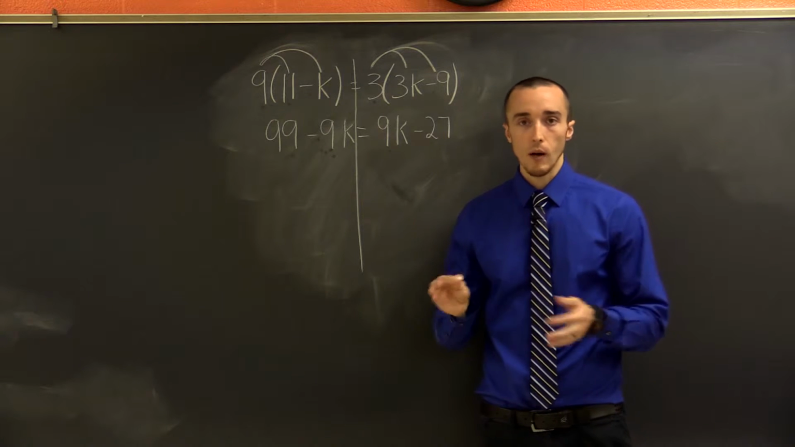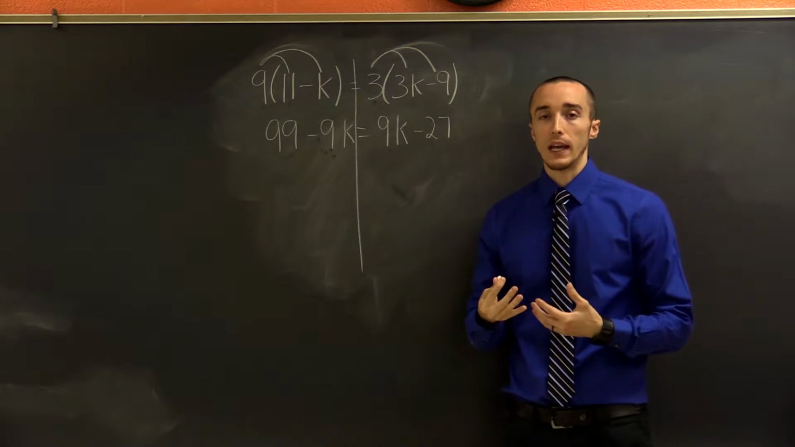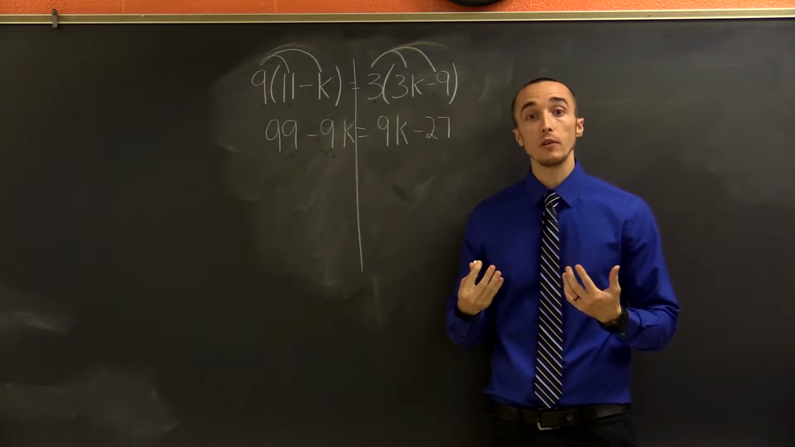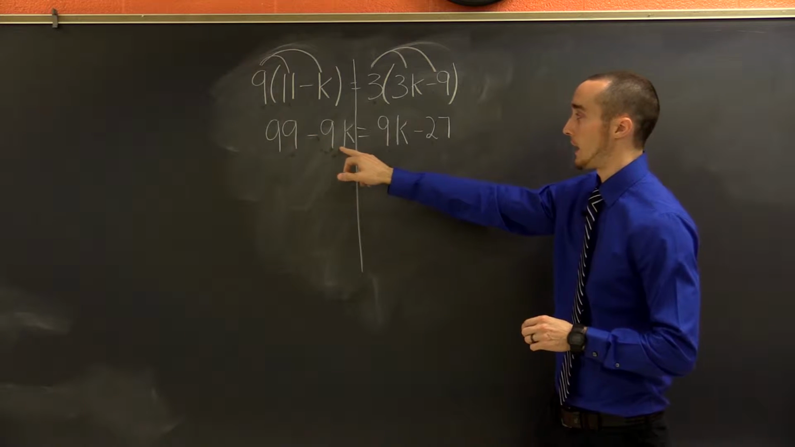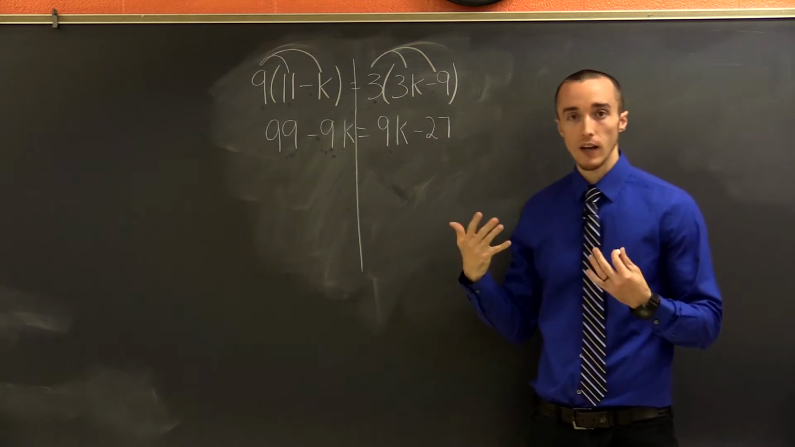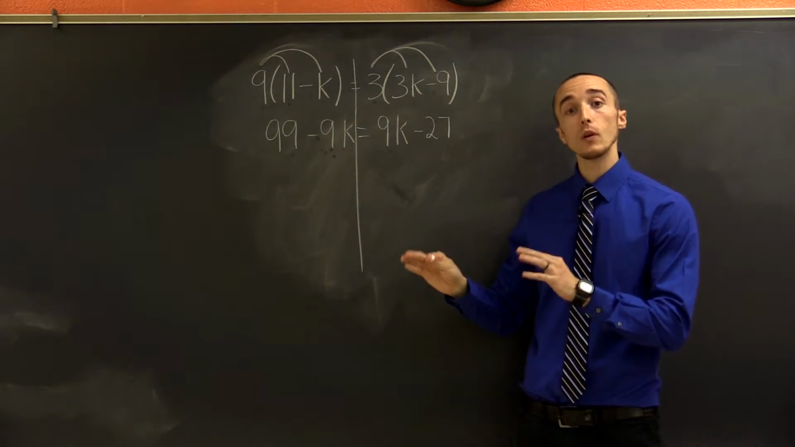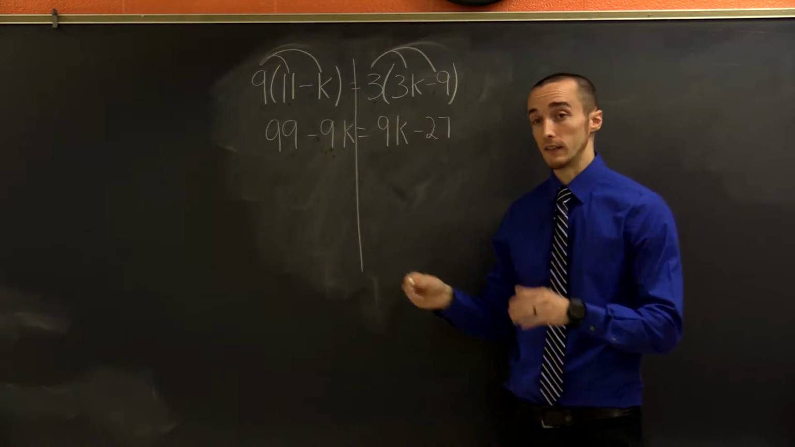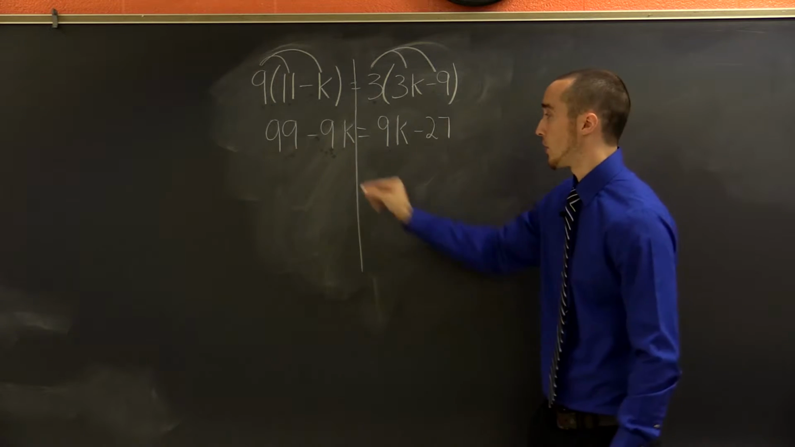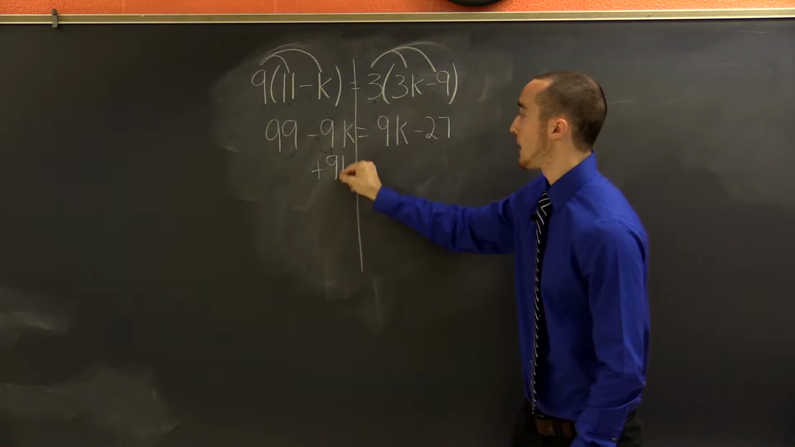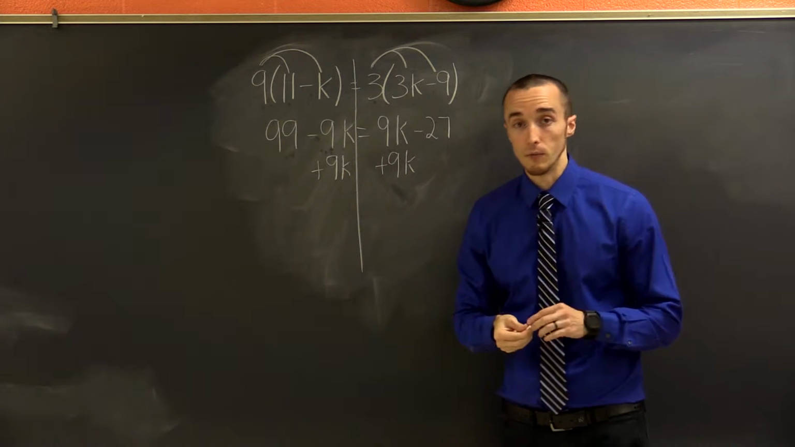Well, to solve that problem, we have to get all of the k's either to the left or the right. And it really doesn't matter, but for me, I always choose the side that has the bigger coefficient. So if we compare negative 9k and positive 9k, positive 9 is a bigger number, so I'm going to go to the right-hand side. That means I want to get rid of the variables on the left-hand side. So I want to get rid of negative 9k. I can do that using inverse operations. So I'm going to add 9k to both sides of the equal sign, and we'll see what that does.